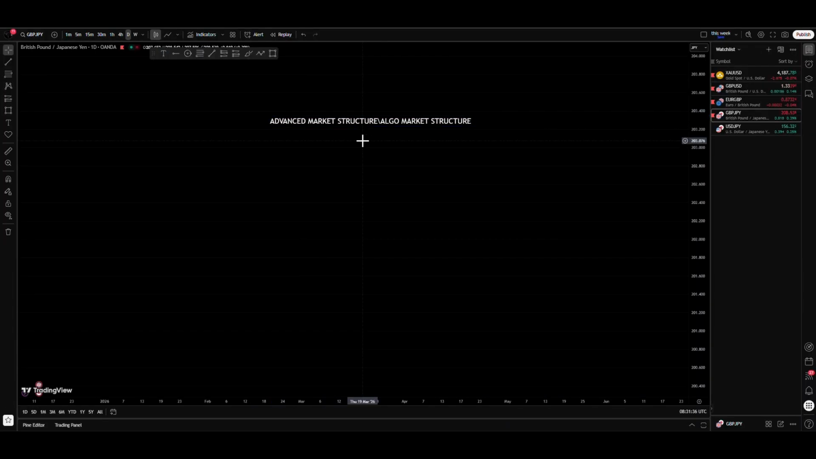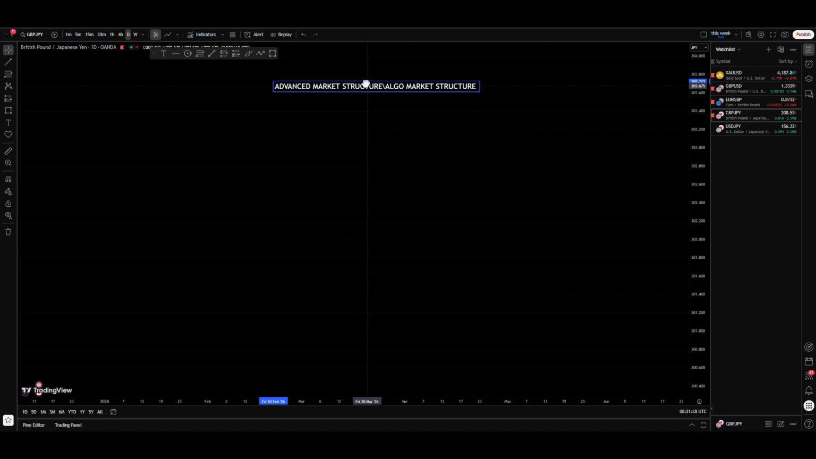Now, last session, we talked about the basic market structure and explained its parts, which we named the advanced market structure. Now we're about to break down the advanced market structure. In other words, we call it the Algo market structure.